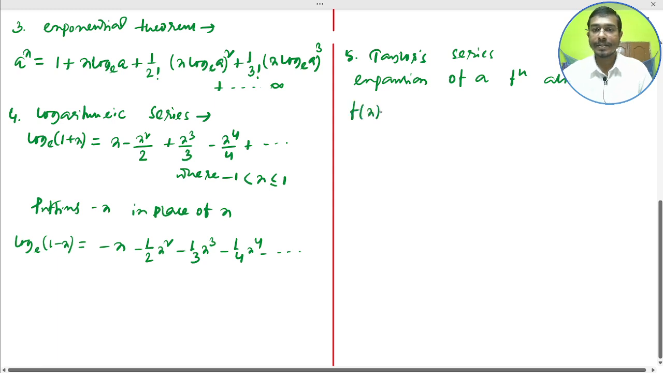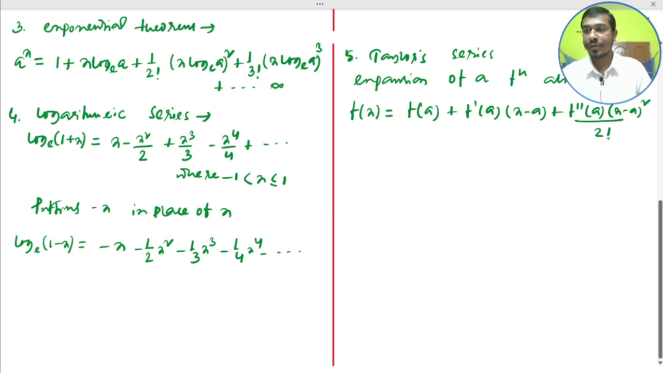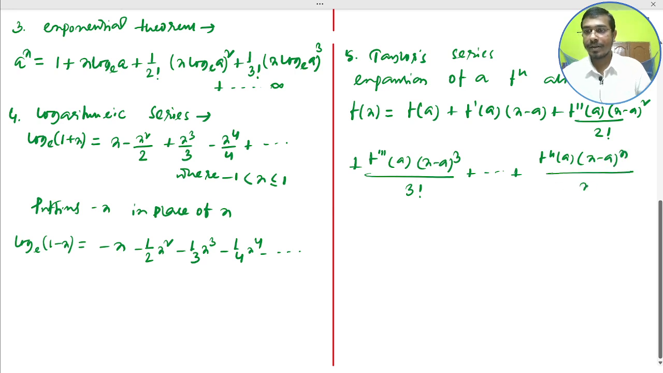A function f(x) can be expanded by the Taylor series as f(a) plus f dash a into x minus a, plus f double dash a into x minus a whole square divided by 2 factorial, plus f triple dash a into x minus a whole cube divided by 3 factorial, plus dot dot, f n a, the last term, x minus a to the power n divided by n factorial, plus dot dot, as it is an infinite series.